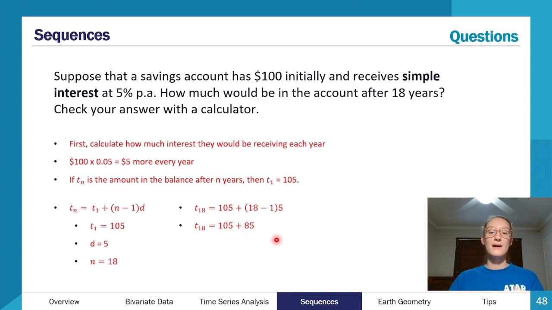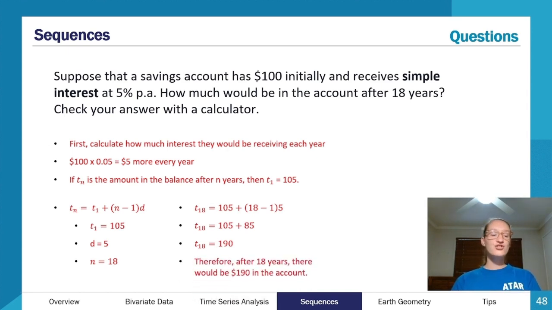My $100 is my principal amount. This $5 is how much after 1 year. And then this amount is how much after an extra 17 years, which gives us our final amount of $190, which again, you can double check using calculator recursion. So I'd encourage you to try that on your calculator now to make sure you've got the hang of that. So therefore, after 18 years, there'd be $190 in the account.